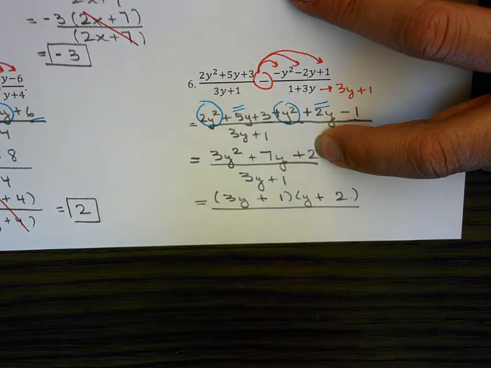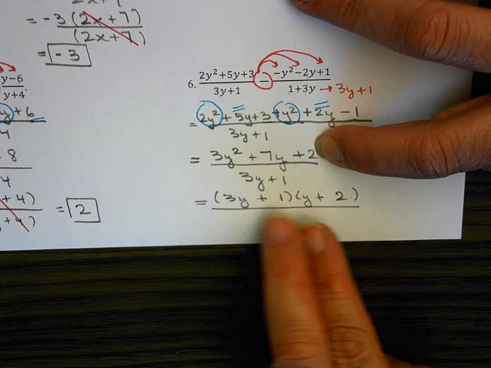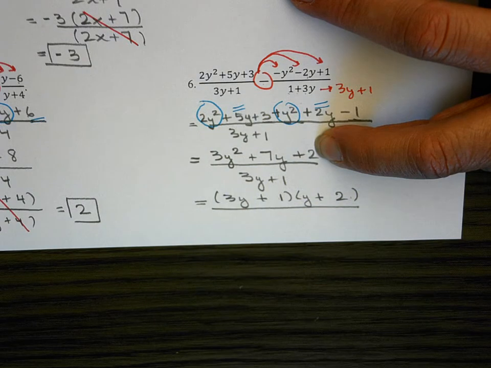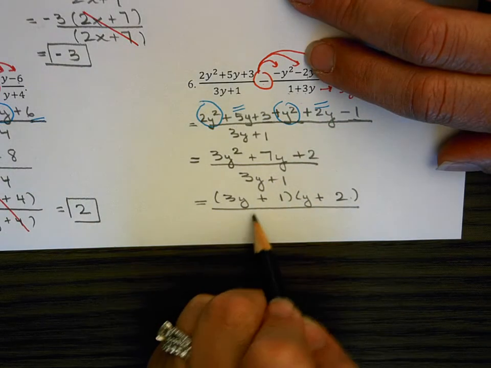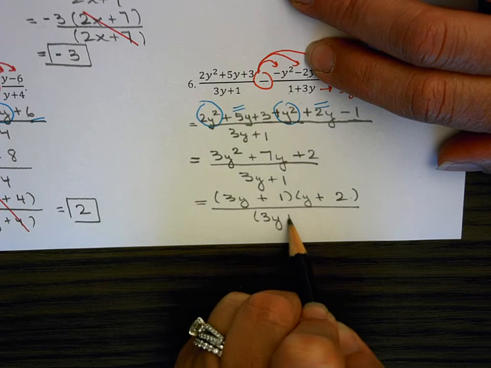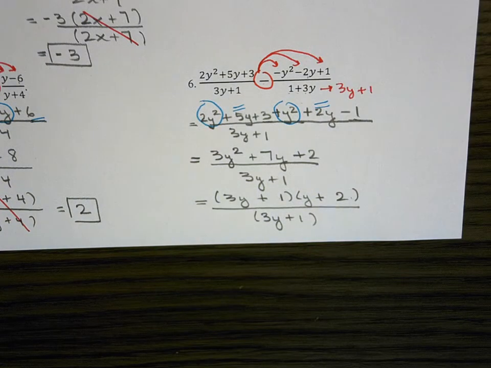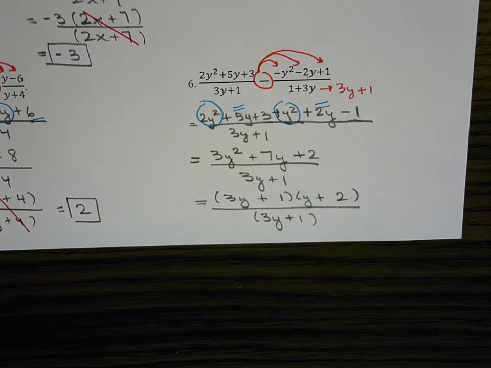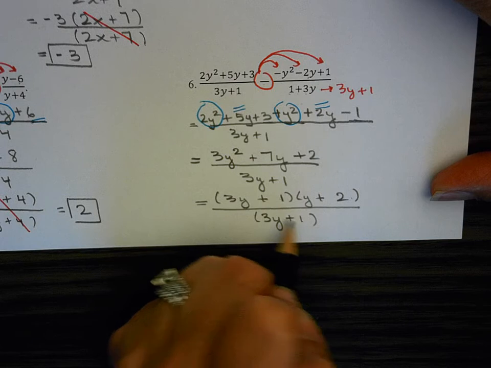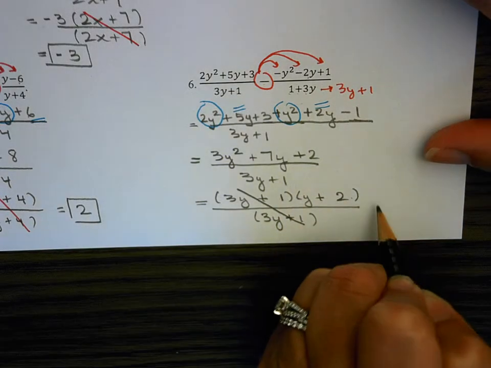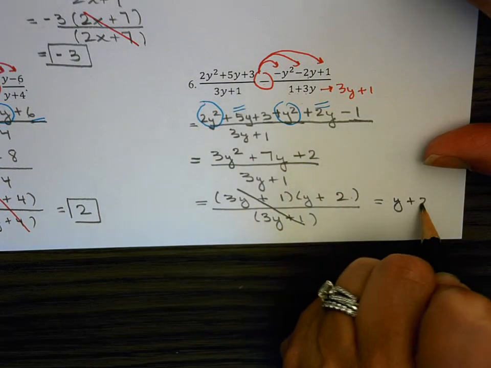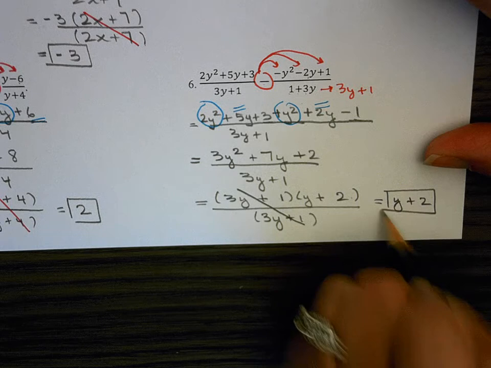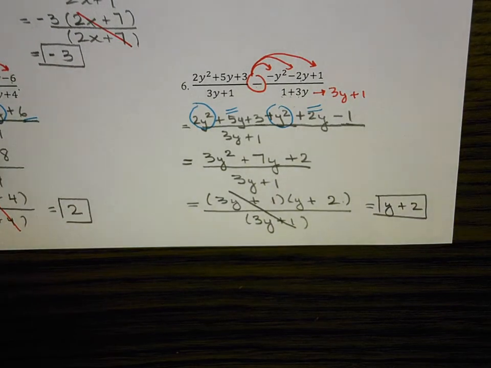And then if I check it, so that would be 6y plus 1y, which is 7y. And then my denominator, I have 3y plus 1, which has no common factor, so that would just be its own group or own factor. And then 3y plus 1 divided by itself is just 1, and so then I'm left with y plus 2. Okay, and then that's it for that common denominator piece.